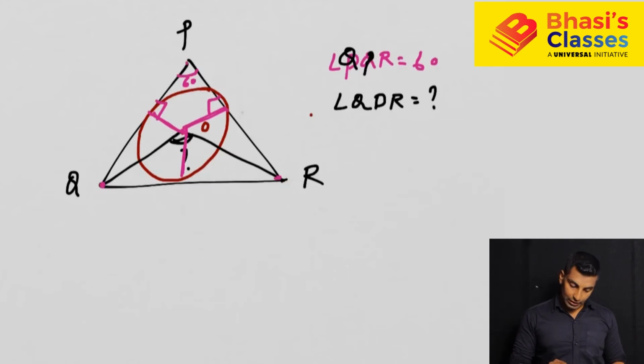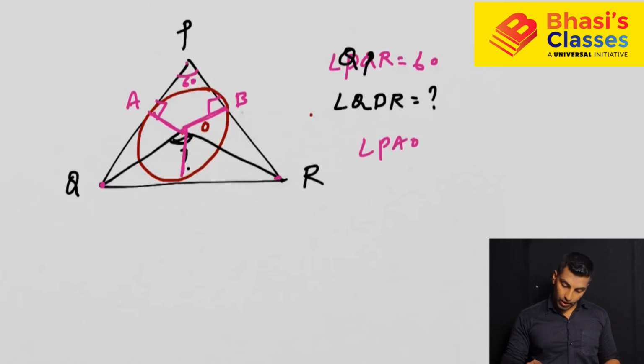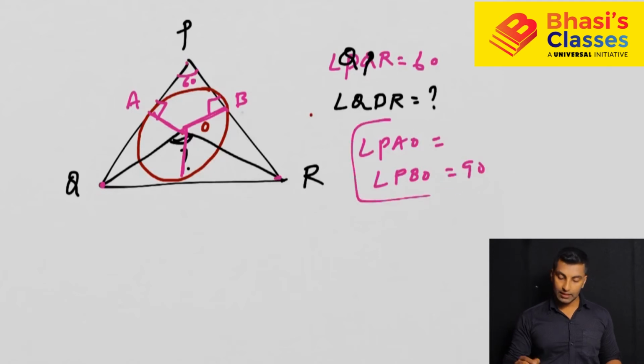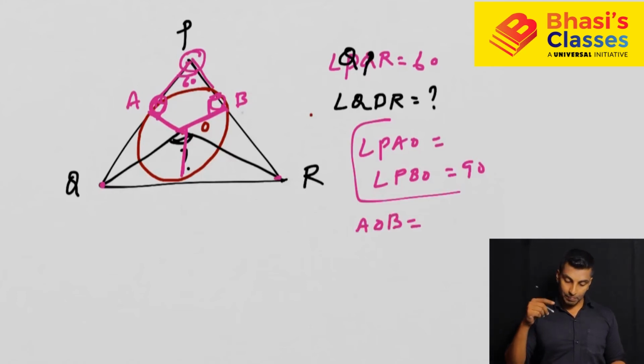Let's mark this as A and B. Angle PAO and angle PBO you can get as 90. Angle PAO equal to angle PBO equal to 90 degrees. We have discussed this property enough number of times. Once you know this is 60, and this is 90 and this is 90, and this is a kite, you can find AOB is equal to 360 minus 180 plus 60, so that is 240.